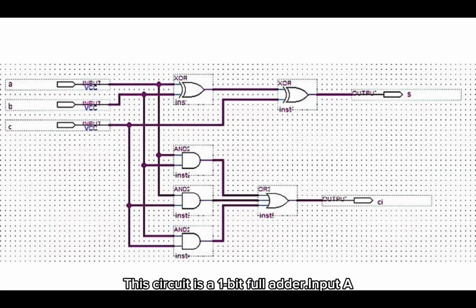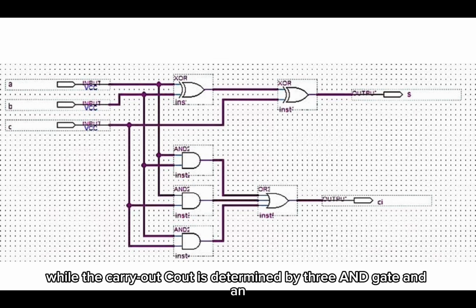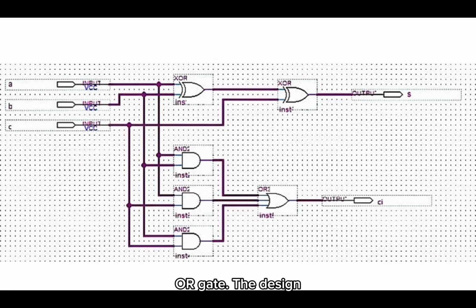This circuit is a 1-bit full adder. Inputs A, B, and C represent the 2 bits to add and the carry in. The sum S is calculated using 2 XOR gates, while the carry out Cout is determined by 3 AND gates and an OR gate. The design ensures correct addition and carry logic for a single bit.